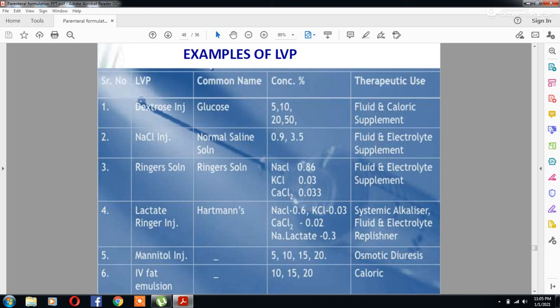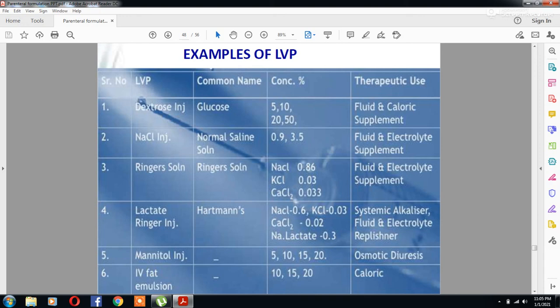Ringer solution: NaCl 0.8, potassium chloride 0.03, calcium chloride 0.033. Therapeutic uses are fluid and electrolyte supplement. Lactated Ringer injection, that is Hartmann's solution: NaCl 0.6, potassium chloride 0.03, calcium chloride 0.02, sodium lactate 0.3. Its therapeutic uses are systemic alkalizer, fluid and electrolyte replenisher.